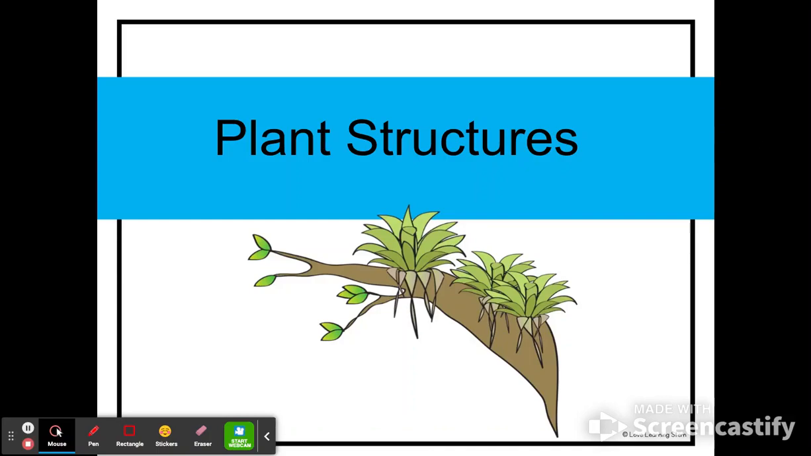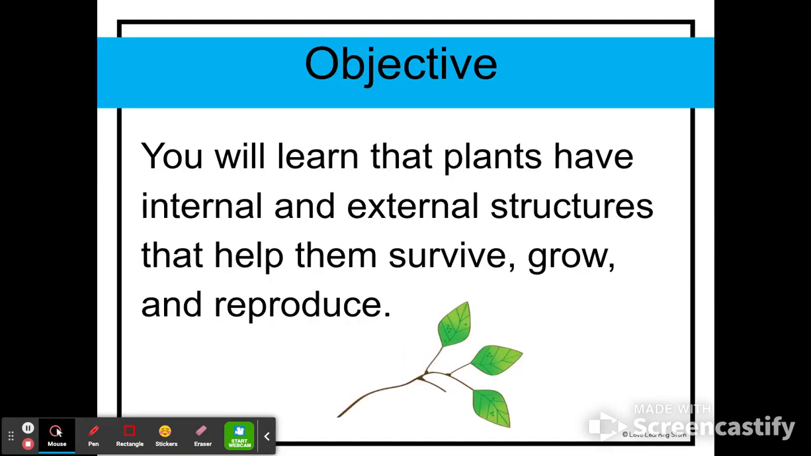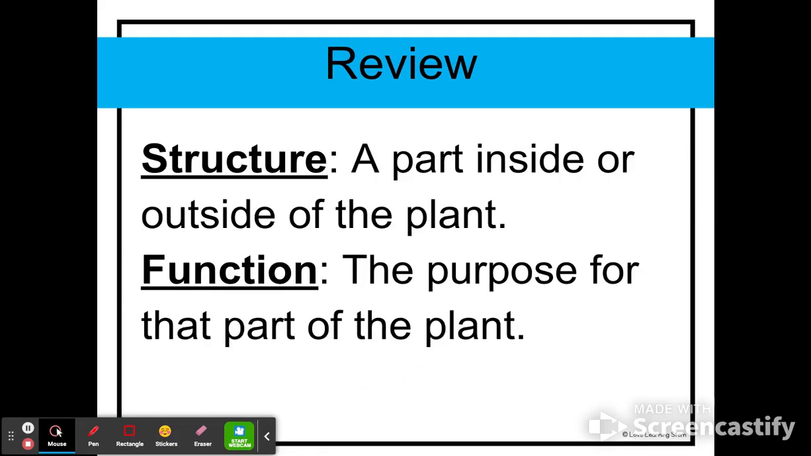Structures. We're going to be learning all about plant structures, and you're going to see that they have internal and external structures that help them survive, grow, and reproduce. So let's review what exactly are structures and function. Well, a structure is a part inside or outside the body, and the function is the purpose for that part of the plant.